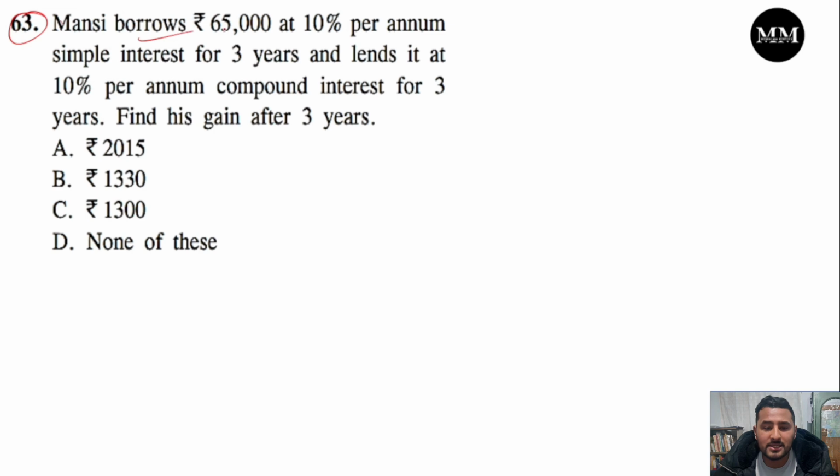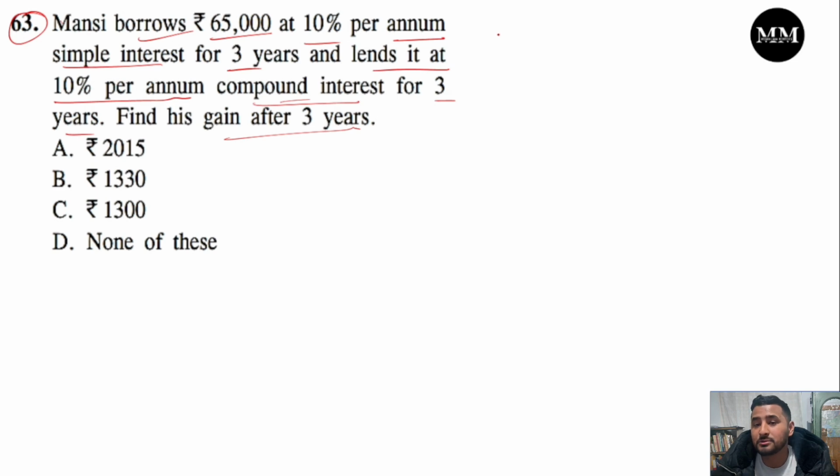Mansi borrows rupees 65,000 at 10% per annum simple interest for 3 years, and lends it at 10% per annum compound interest for 3 years. Find his gain after 3 years. So we have to find his gain after 3 years. There are two things given, simple interest and compound interest, so we have to use both the formulas for this question. Let me show how to do it.